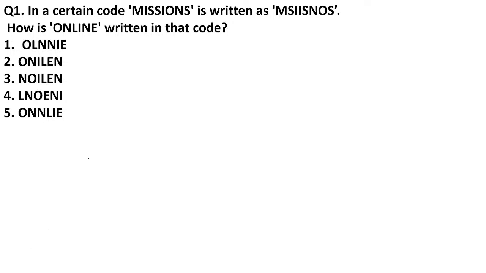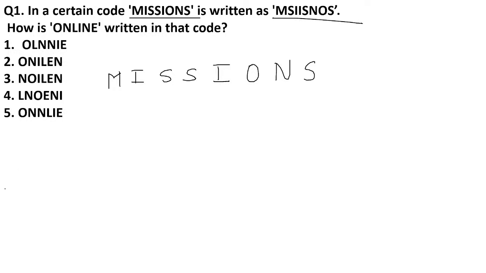Look here. So what is the word, students? MISSIONS is the word. This was the word, correct? Just look at the spelling carefully, whenever you are solving the questions of coding decoding, especially when words are given to you. So students, the code for this is MSIISNOS.